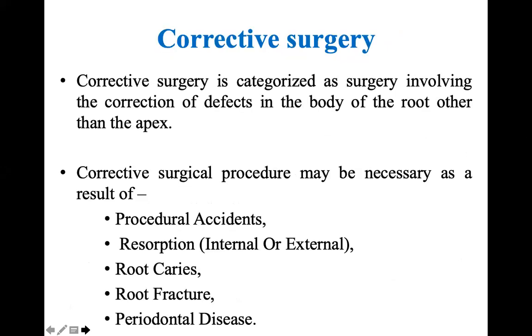Next part is the corrective surgery. So in endodontic surgery, one part is the periradicular surgery and the other part is the corrective surgery. This surgery we have to do when there is some defect in the body of the root other than the apex. So earlier we were talking about the apex. Now we are talking of correction in the body of the root other than the apex. Okay. So these we have to do because of procedural errors. What are procedural errors?